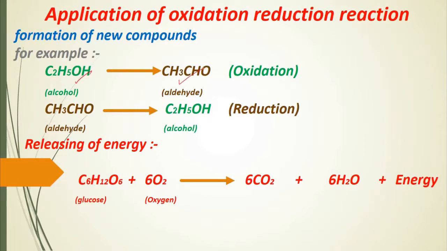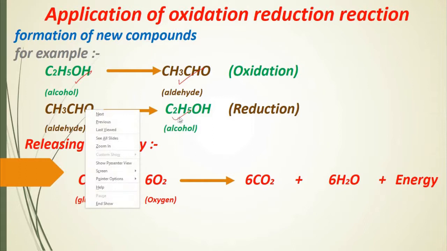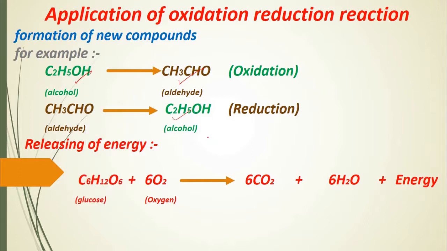into aldehyde. And again we see that aldehyde can be changed into alcohol by a reduction reaction. Here hydrogen is added to the aldehyde, and the new compound alcohol is forming. So this is a reduction reaction. This is how new compounds are formed with the help of oxidation reduction reactions in nature.